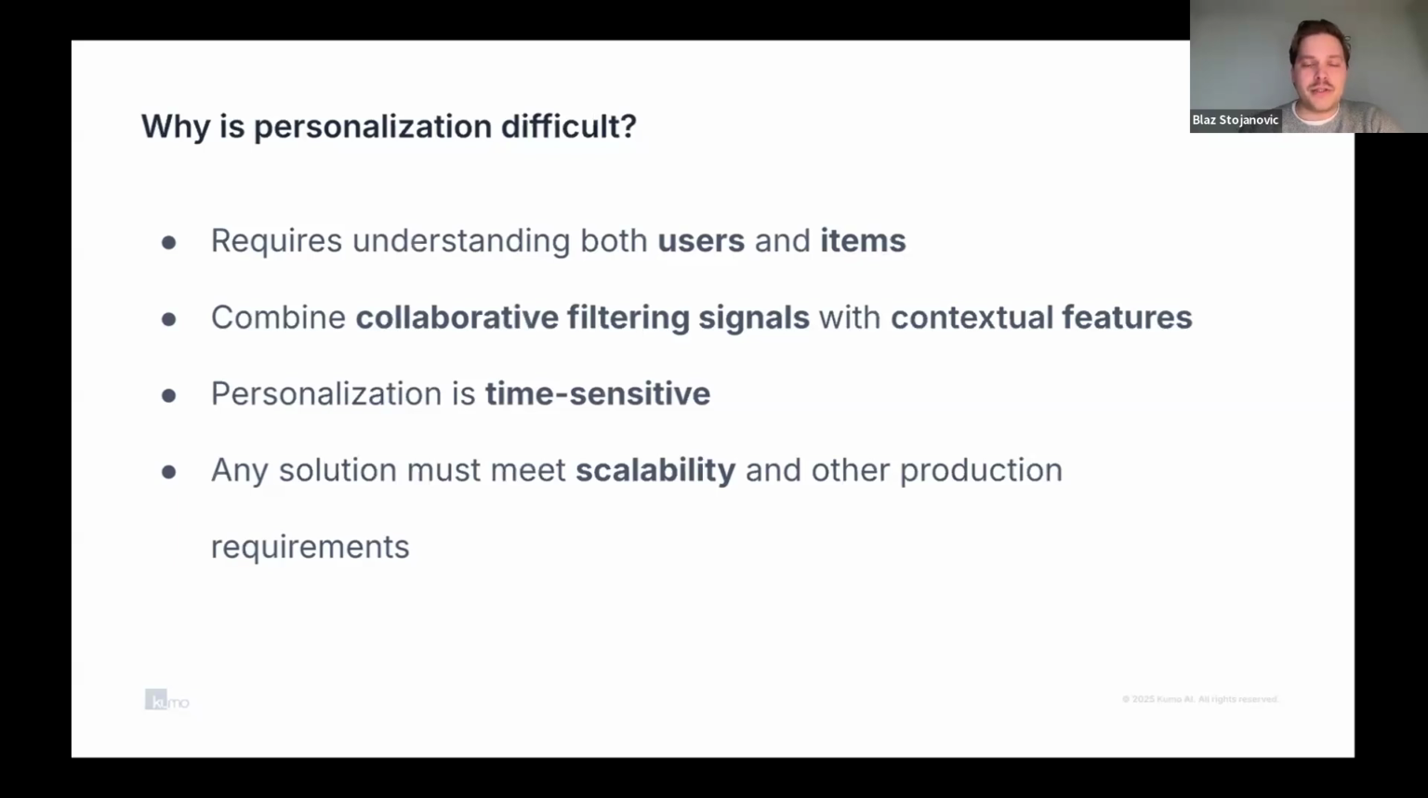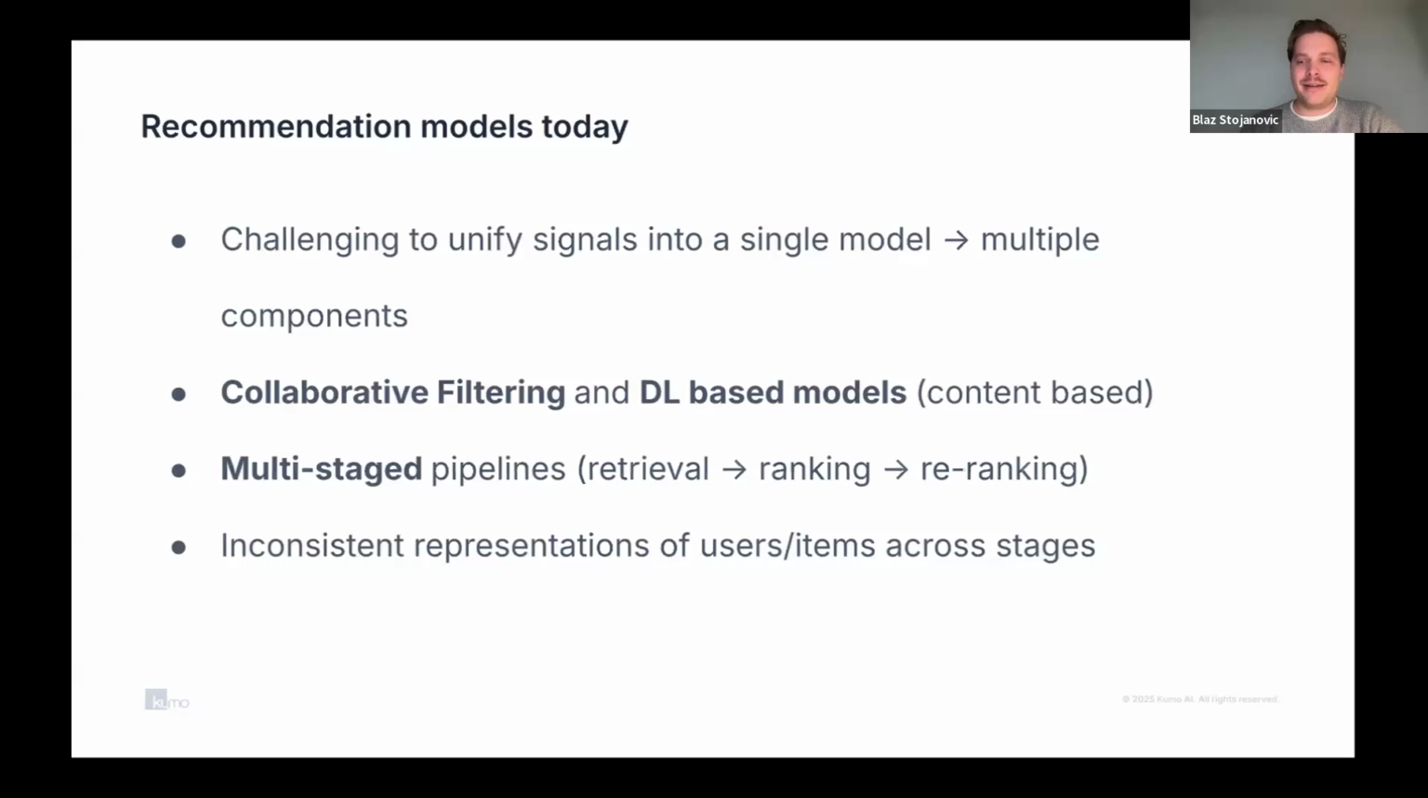But then personalization comes with additional production constraints. So it might be time sensitive, and of course, any solution must meet scalability and other production requirements, which puts additional strain on our already brittle machine learning model building process. So recommendation models today struggle with unifying the signals I described into a single model. So usually you would have multiple components. So you'd have a collaborative filtering component, a deep learning based model to do the content based, and then various mixing approaches to actually build the final multi-staged pipeline that most commonly follows the same pattern of retrieving items for each user, ranking them, and then re-ranking them with some more contextual real-time information. And any type of inconsistent representations of users and items across these stages necessarily results in worse models, right?